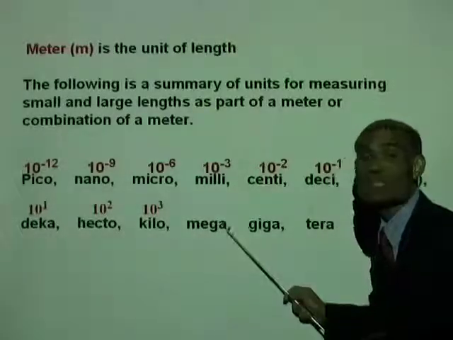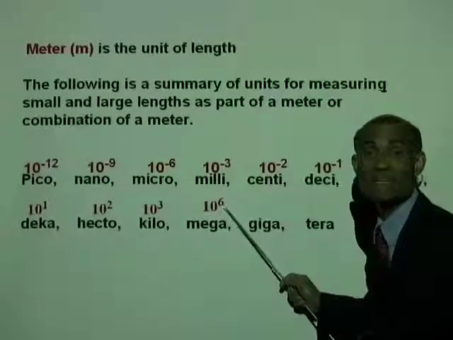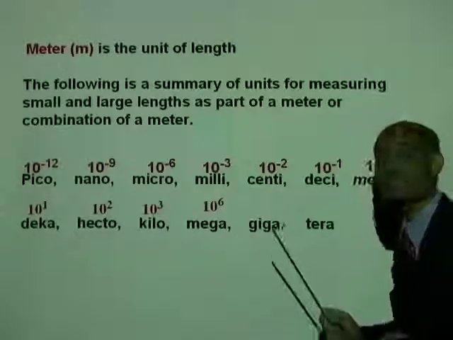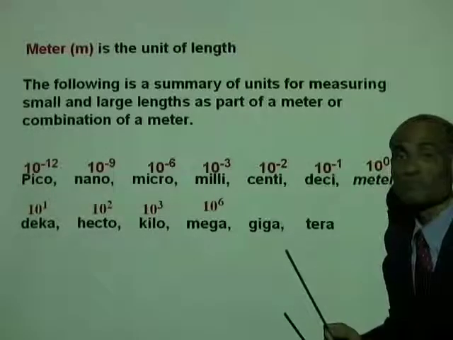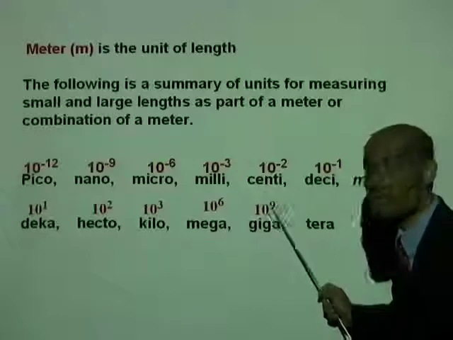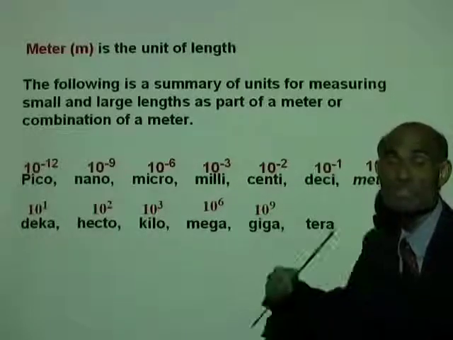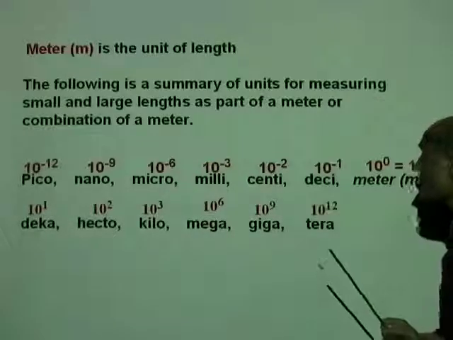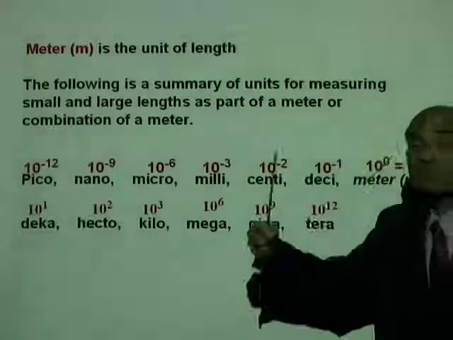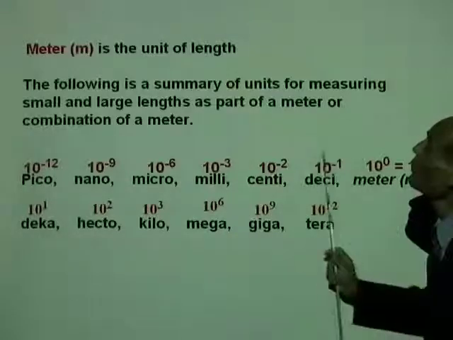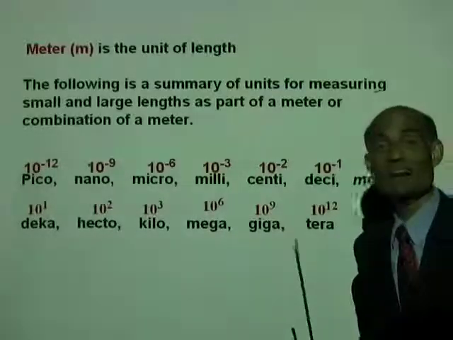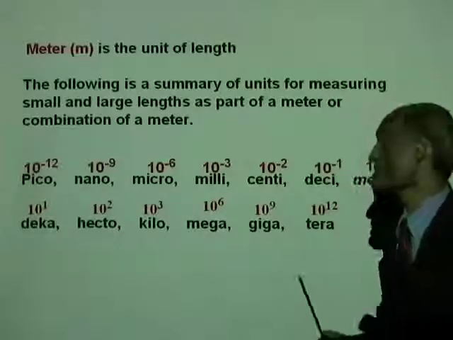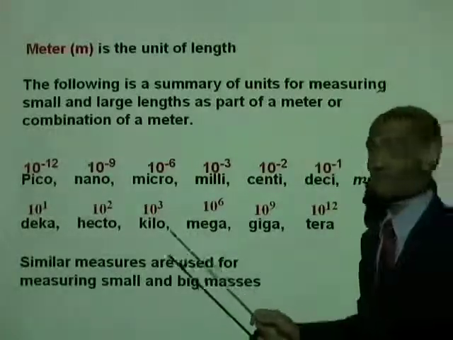A megameter is 1,000,000 meters, 10 to the power of 6. A gigameter is, what do you think? It is 10 to the power of 9 meters, which is 1,000,000,000 meters. And finally, a terameter is 1,000,000,000,000 meters. So we have now units that are used for measuring very small distances and very large distances.